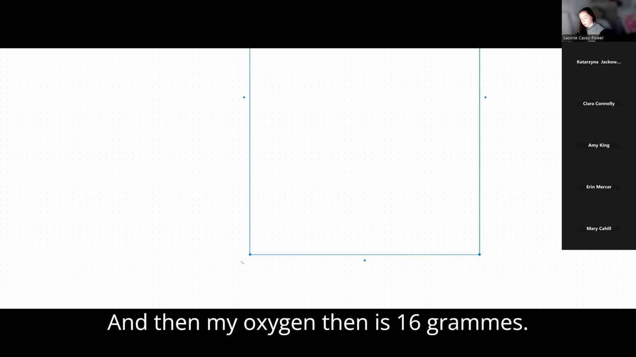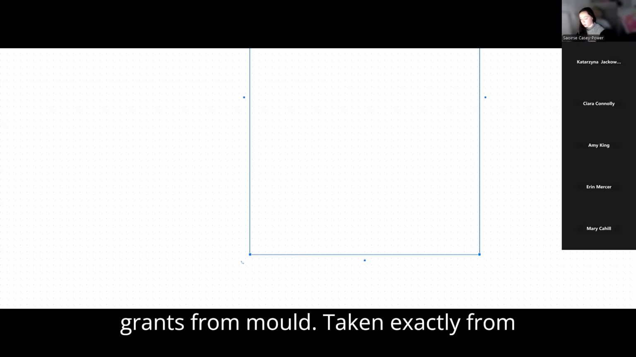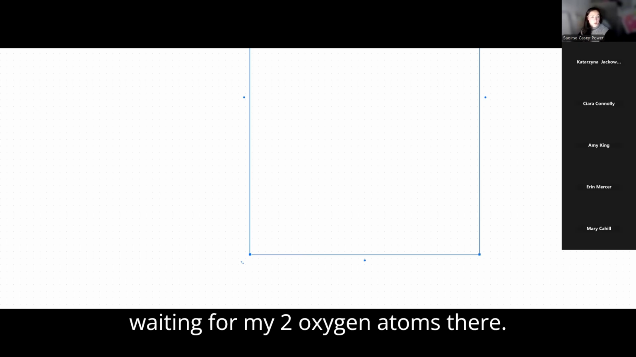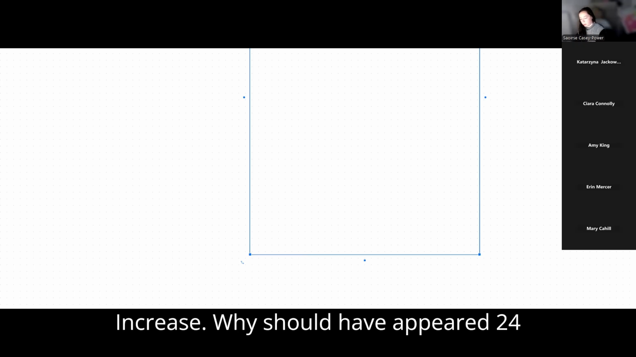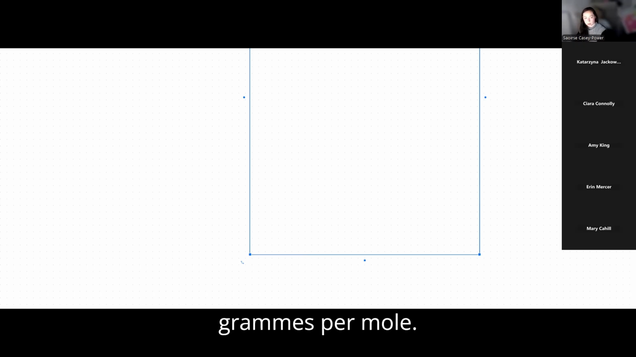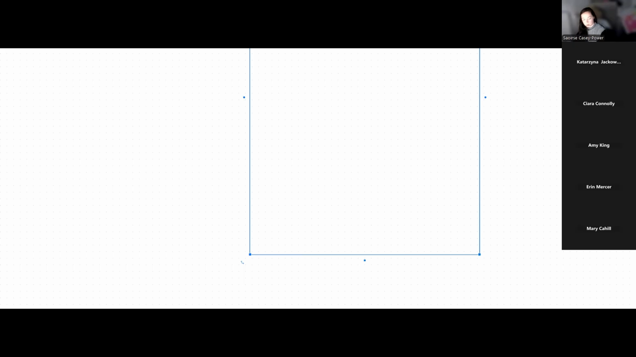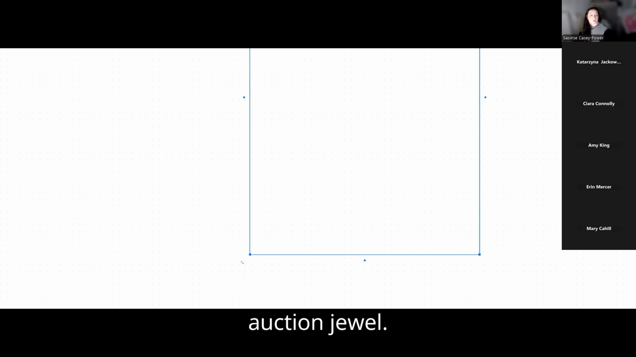And then my oxygen is 16 grams per mole, taken exactly from the periodic table, and multiply that by 2 for my 2 oxygen atoms there. Okay, so what I should have up here is 24 grams per mole for carbon, 4 grams per mole for hydrogen in total, and then 32 grams per mole for oxygen in total.